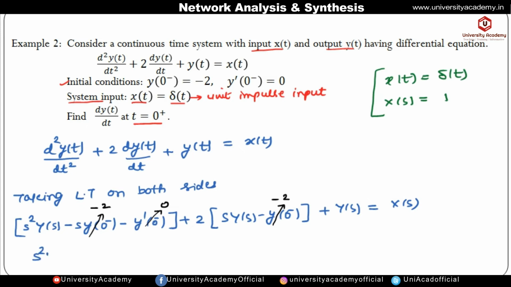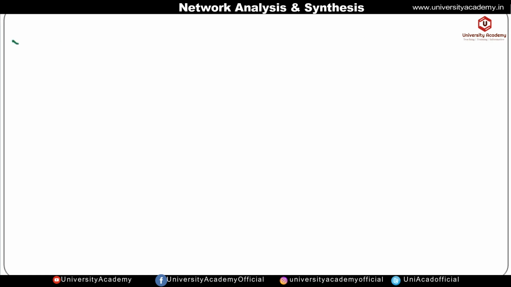It will be equal to s square y of s, and minus minus it will be equal to plus 2 into s, this is 0, and then it is 2s into y of s. Okay, this minus minus will be plus, and 2 into 2 is 4 plus y of s, and x of s value is 1. Okay, so now let us take y of s common. It will be equal to s square plus 2s plus 1.